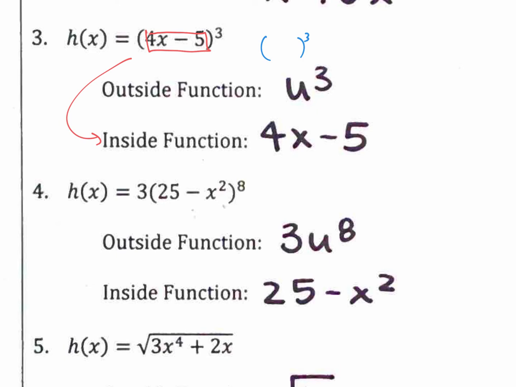Number 4, I find the variable x. I've got 25 minus x squared, so that is my inner function. The outside function says we take 3 times something and raise it to the 8th power.